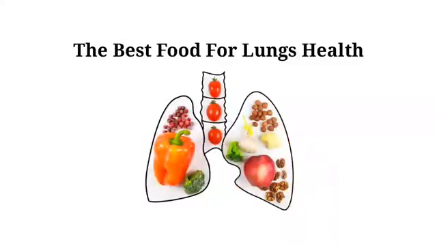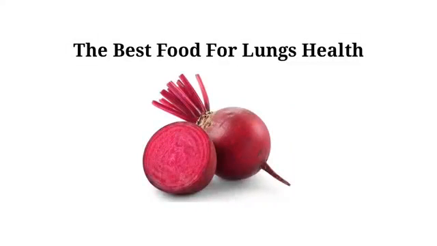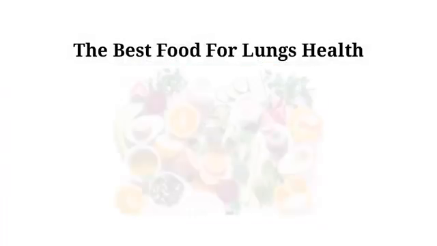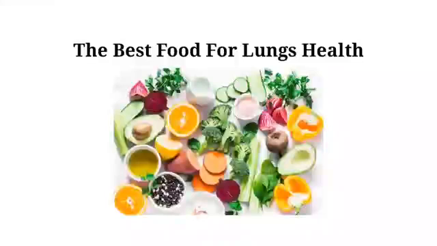colored root and greens of the beetroot plant contain components that optimize lung function. Apple, pumpkin, turmeric, tomato and tomato products, blueberries, green teas are good for lung health.